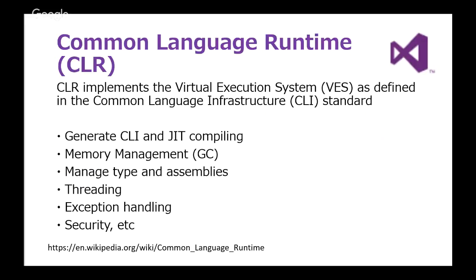And what the CLR contains is generating CIL from the programming and JIT compiling. JIT stands for just in time. It also does memory management, meaning not only allocating, but also garbage collection. It manages types and assemblies, threading, exception handling, and security. So there is so much CLI-defined stuff which the CLR has to support. And if you really want, you can write your own CLR. Actually, there is one open source project for you, which is slightly different from .NET. All right.